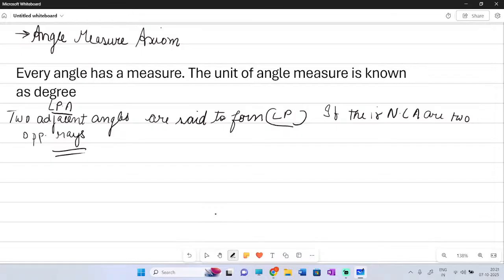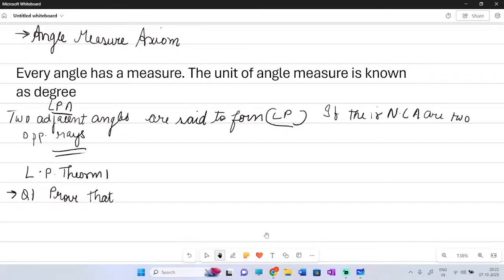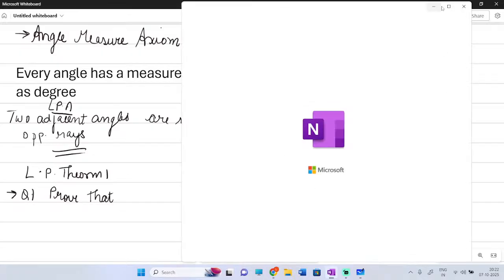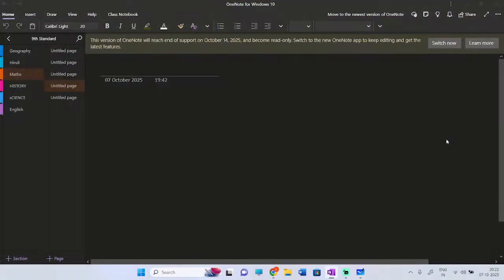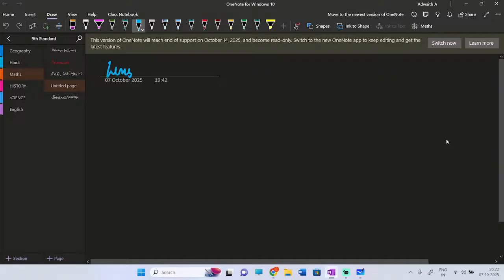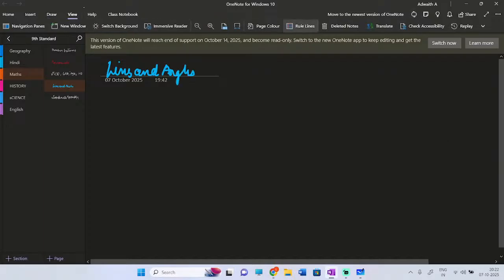Then next, linear pair theorem 1. First theorem: if a ray stands on a line, then the sum of the adjacent angles so formed is 180 degree. So, question number 1. Prove that. I will be writing the other things in OneNote because it's more fluent. This is better. I was just taking too much time to read this.